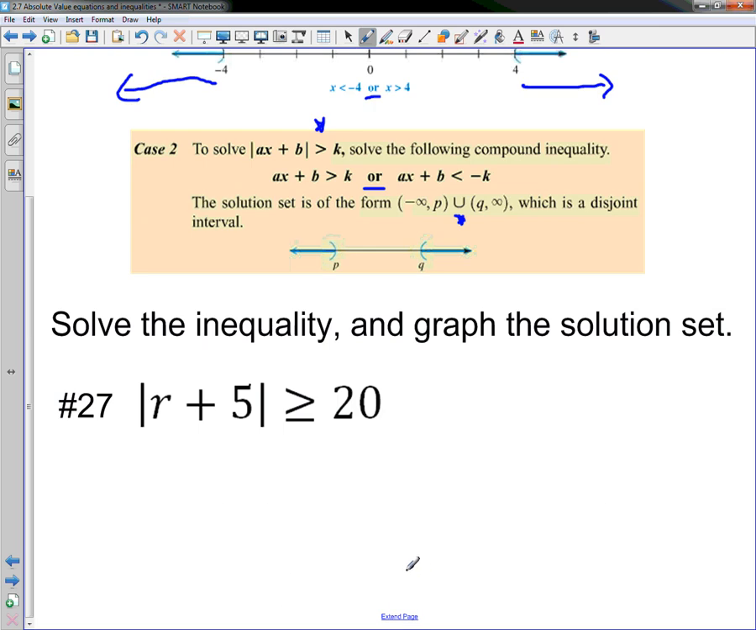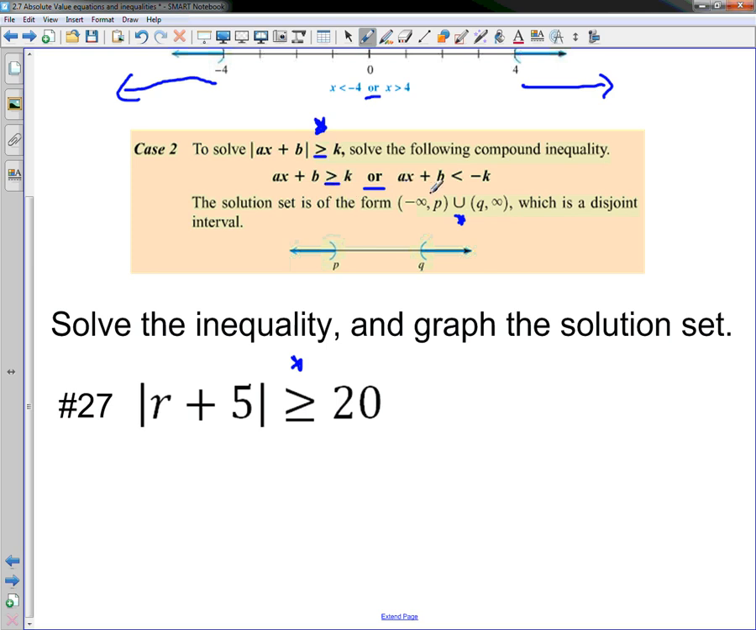So we're going to solve the inequality and graph the solution. Now we're going to put it onto a number line. You want to identify, when you look at this, is the absolute value isolated? Yes. What symbol do we have? Well, we have the absolute value is greater than or equal to 20. So it's telling me greater than or equal to.